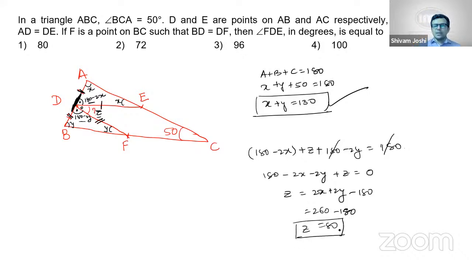If you remember, we did an almost similar question. The only difference was our triangle was right angled. Over here, it is a 50-degree angle that is given.